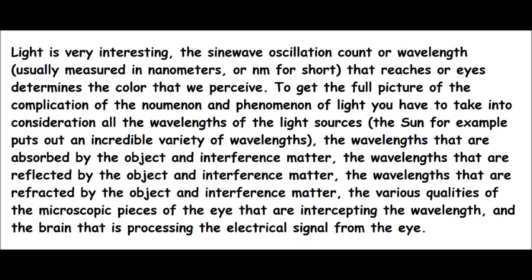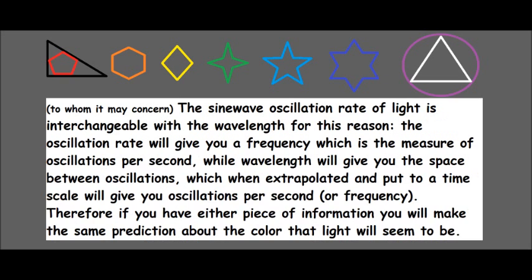You also have to consider the wavelengths that are absorbed by the object and interference matter, the wavelengths that are reflected by the object and interference matter, the wavelengths that are refracted by the object and interference matter, the various qualities of the microscopic pieces of the eye that are interpreting or intercepting the wavelength, and the brain that is processing the electrical signal from the eye.